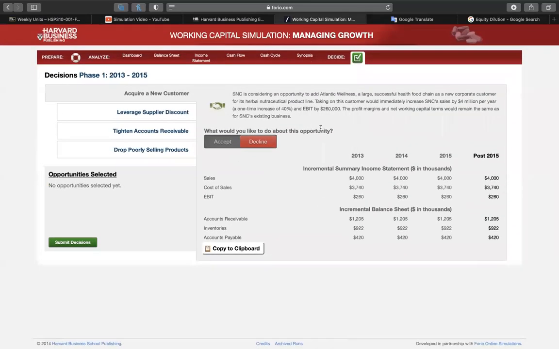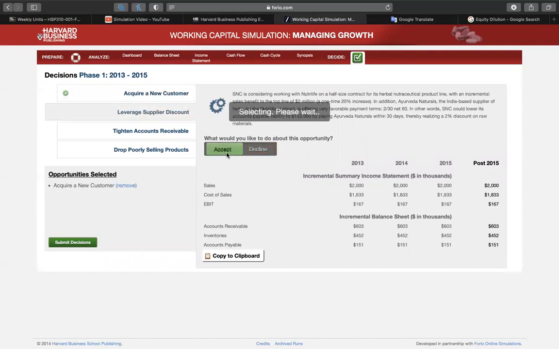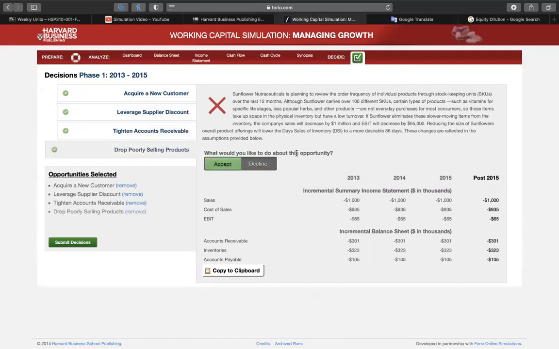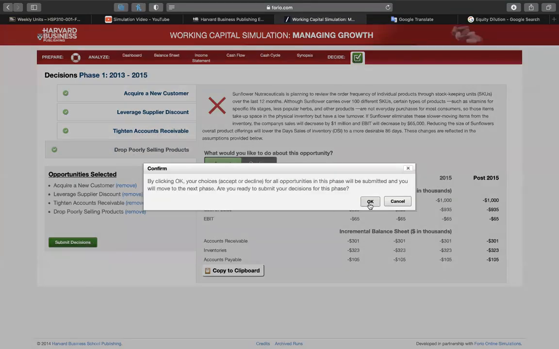So this is the thing that I need to consider to acquire a new customer. In the first phase, I would like to accept as many opportunities as I can. So after looking over all these options, I think they are good options. So I would accept all of these because I personally think it's really good for the company. For all the best options, we can see the result here.